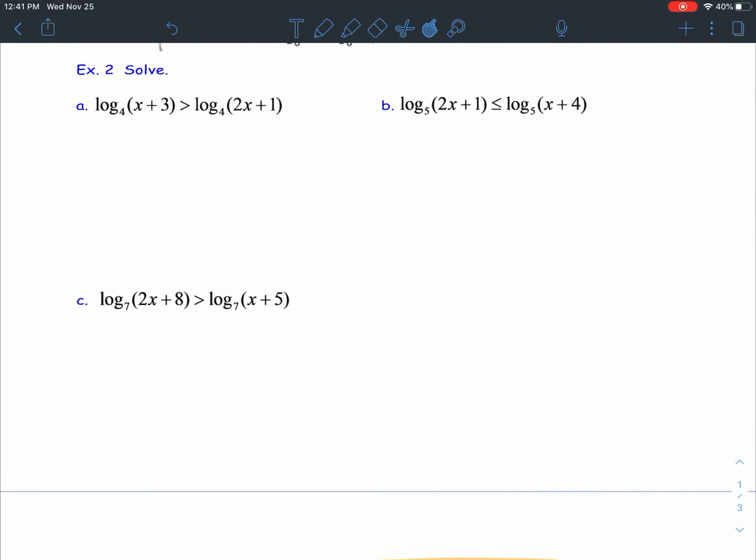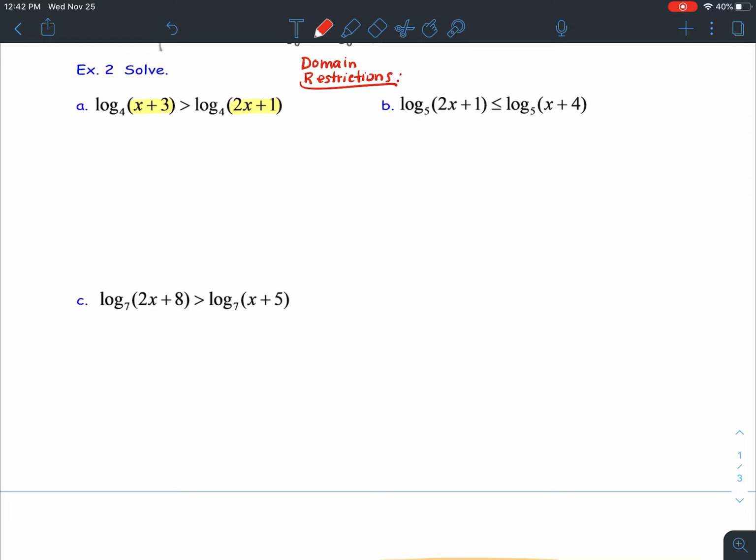And what you'll notice about these last three, though, is that the arguments of these last three are not just x. There's some extra numbers thrown in here. And so here's what you're going to want to do to start these problems. You're going to make a list off to the side here, and we're going to need to list what the domain restrictions are for each of the logarithms that we have in the initial problem.